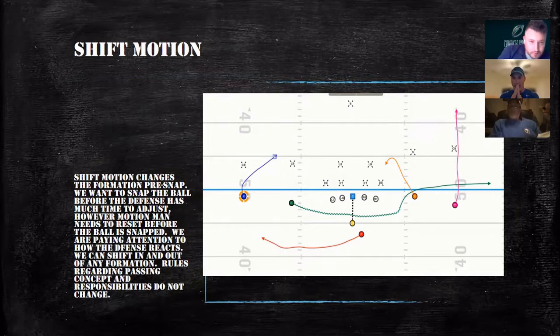We're going to leave off here. However, the motion man needs to reset before the ball is snapped. We are paying attention to how the defense reacts. We can shift in and out of any formation. Rules, concepts, and responsibilities do not change. So this is how it works. If we start in 2x2, which is our ace, and we want to shift early.